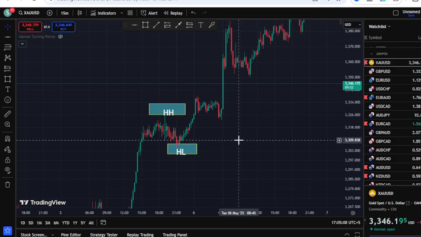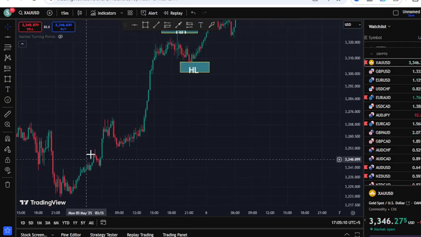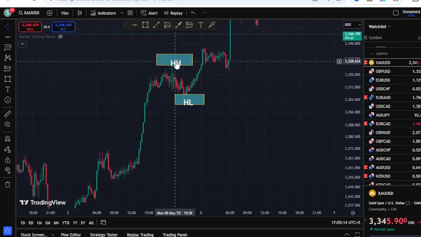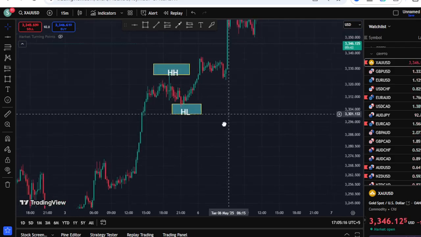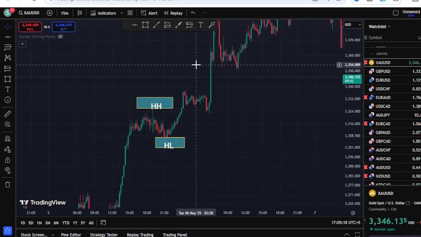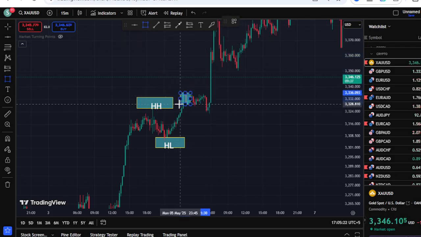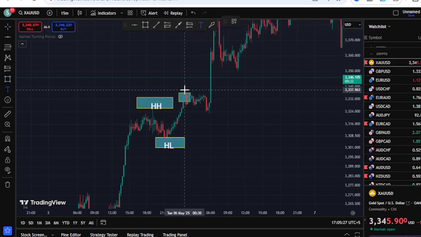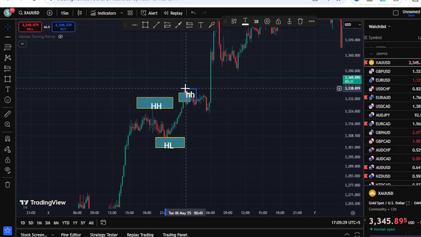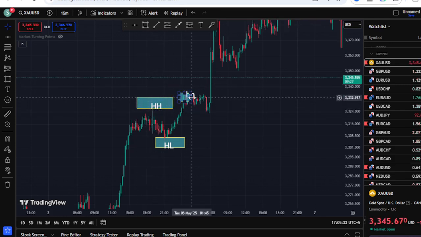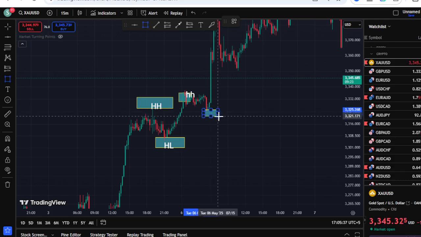I again repeat: look at the trend, it's going up. In the uptrend, the market will always make a higher high, then a pullback low, and then again it goes to make a higher high. For example, look at this one. This is another higher high, because if you look here, it's above that point. If we compare the two points, it's basically above. Similarly, it has made a higher low here.